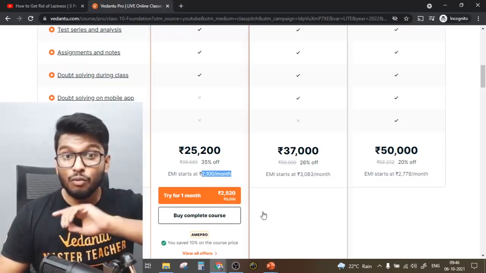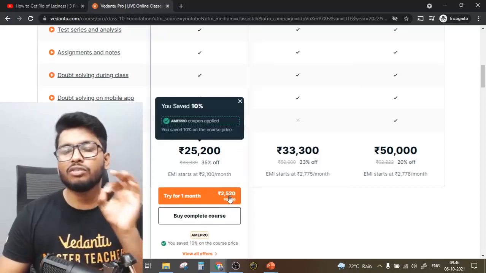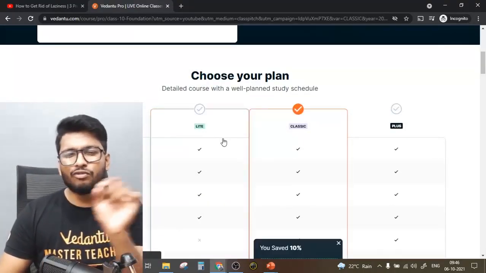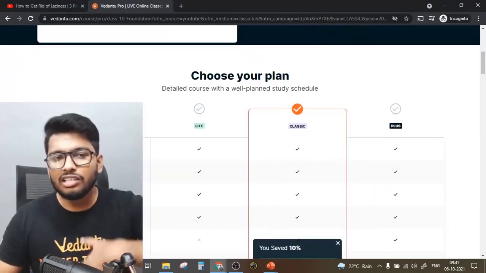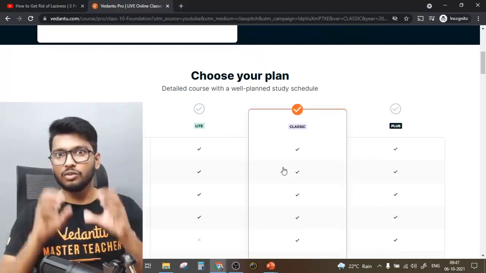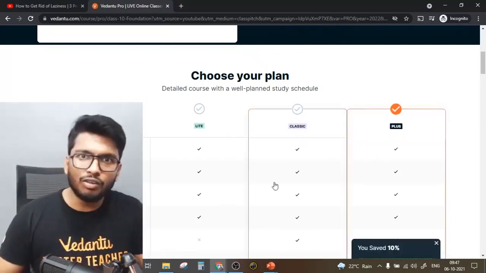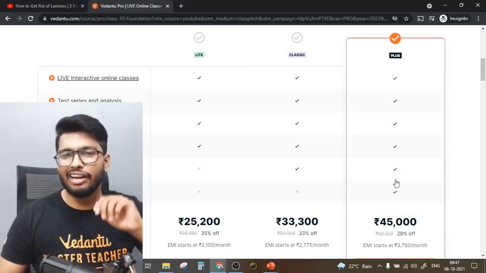And yes, guys, if you want to try the 1 month program, you can go with that also. The 1 month program is 2,550 rupees. And this is Vedantu Lite. The difference is that there are a few key features that are different. In Vedantu Classic, you also get the Doubts app, where you can get your doubts cleared anytime you want. Vedantu Pro Plus will have that also, and you'll have a personal mentor. But the price of it is a little high. It's on the higher end, right?